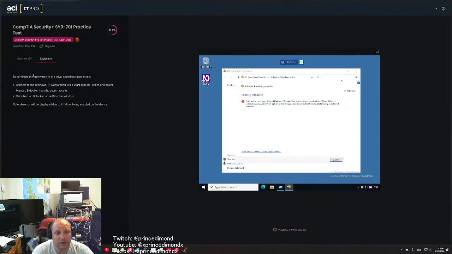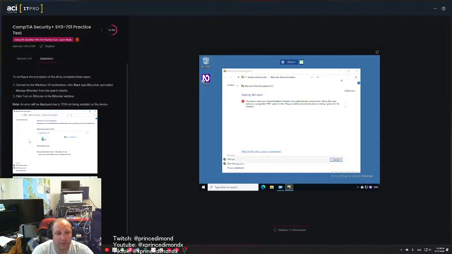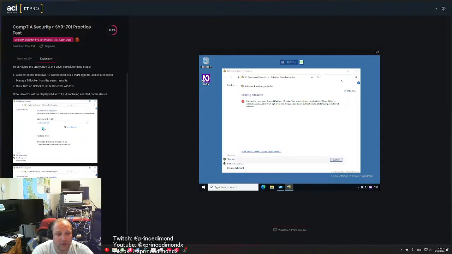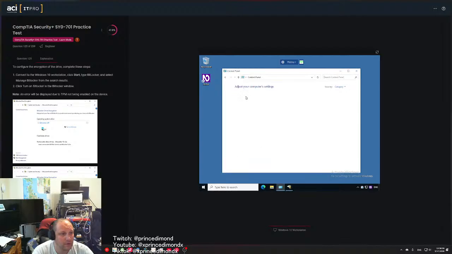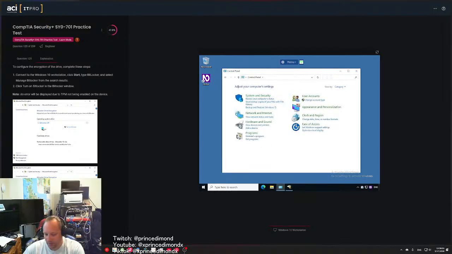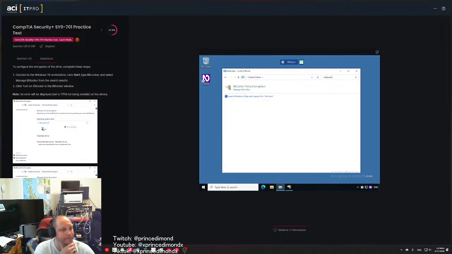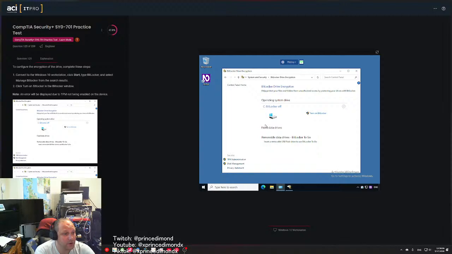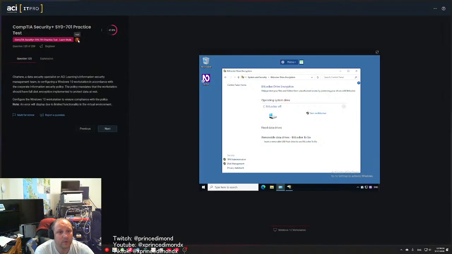We go into the explanation here. That's exactly what we did. We went into BitLocker. We wanted to turn BitLocker on. You've got BitLocker to Go for flash drives, and then you've got BitLocker for your operating system drive. So that's what you're going to want. So, yep, we are good to go there. As a task question. Okay. Next.